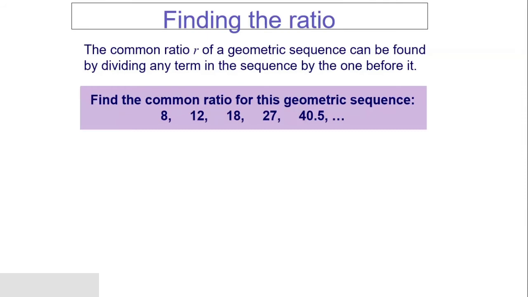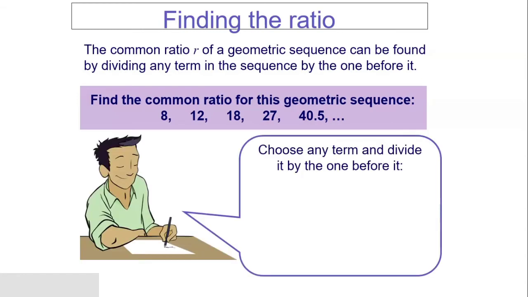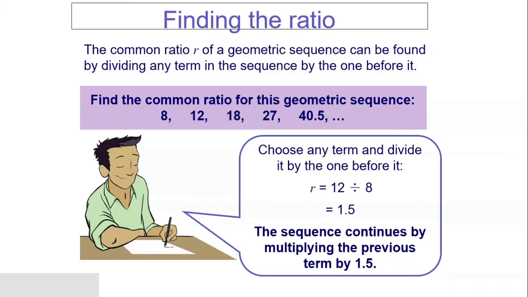So find the common ratio for this geometric sequence: 8, 12, 18, 27, and 40.5. Choose any term and divide it by the one before it. So let's say 12 divided by 8, that is equal to 1.5. Now if we want to check if this is correct, we have to divide 18 by 12, and that is 1.5. 27 divided by 18 is 1.5, and 40.5 divided by 27 is equal to 1.5. So we have a common ratio, which is 1.5.